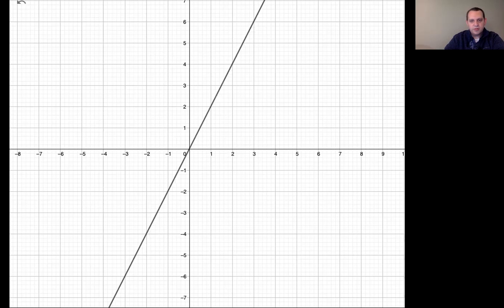And if we get rid of the points, there we go. So there's the line y equals 2x. Okay, now what I really want to do is play this game with a pair of vectors.